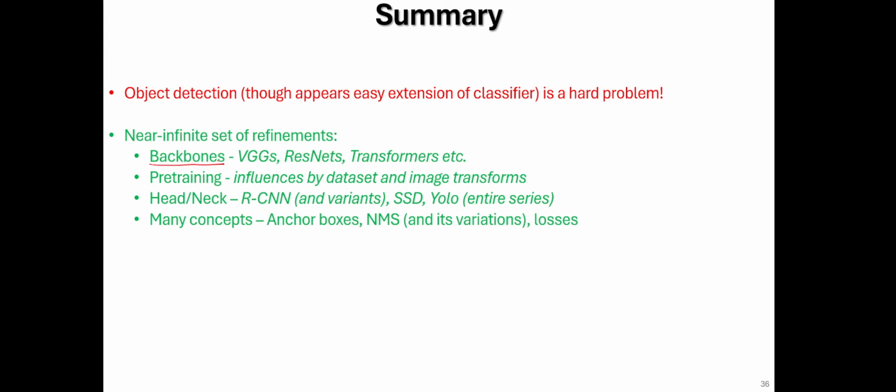You can have better backbones, right? Because you always have a backbone which extracts the features, so you can change that. You can come up with pre-training with many datasets and many image transforms. There is always variability. Then the head and neck part, so the backbone is one aspect. For the head and neck, we have many approaches in RCNN and its variants. SSD and YOLO also produce many variants on that. And then of course you can have many concepts, and we didn't even discuss the losses or loss functions in much detail in this section. But all these are variabilities, and hence it's actually not easy to come up with a convolutional neural network for object detection from scratch.